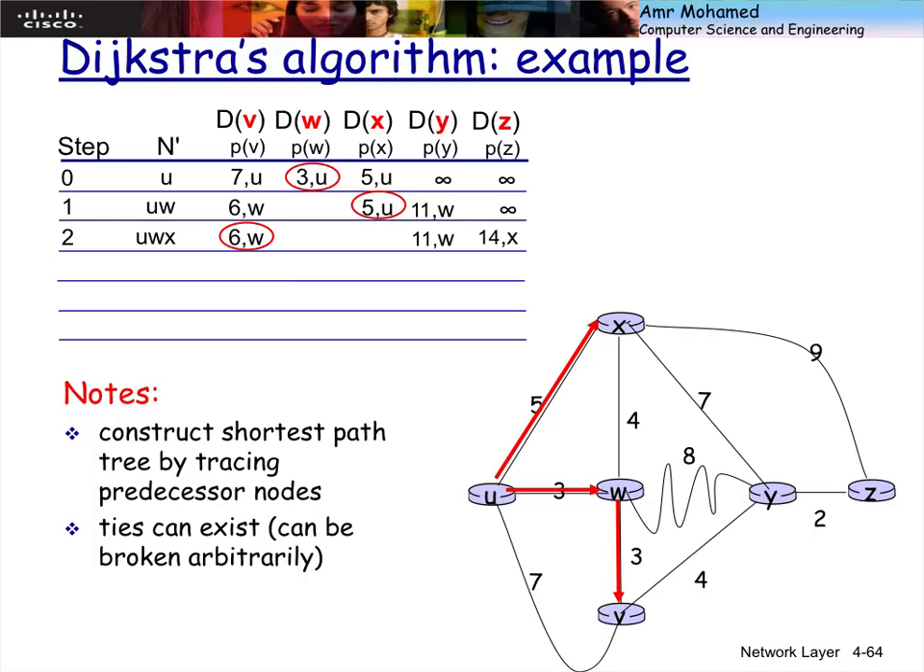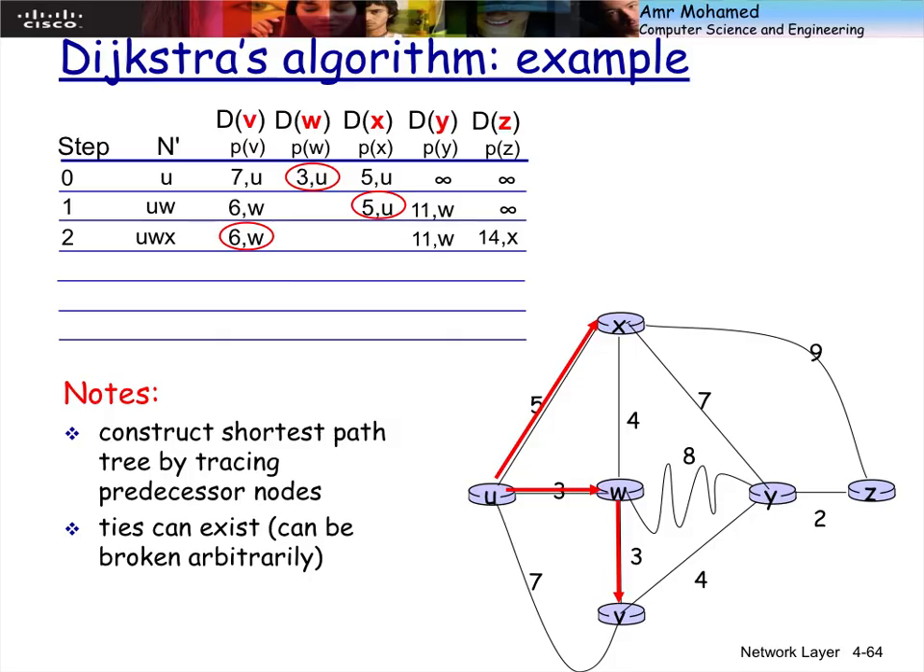So now we have to go through W or X to reach all the other ones. To go to W and then V, again it's 6. To go to X, it's 5. To go from V to Y, again now it's A, for Y it's 11, and so on.